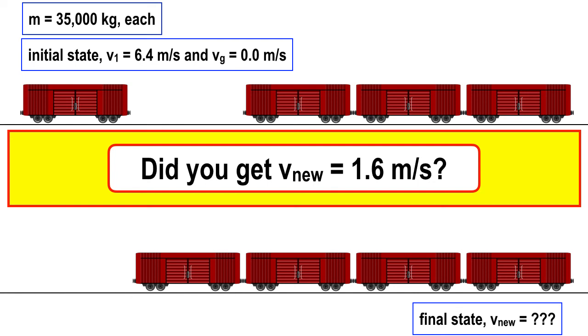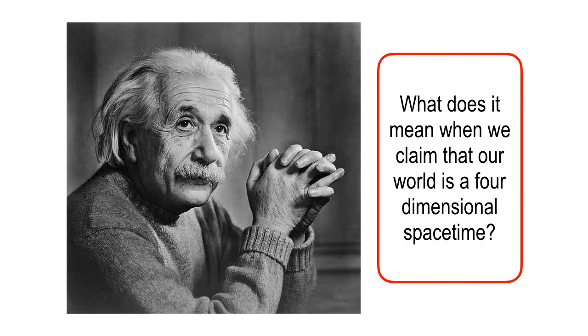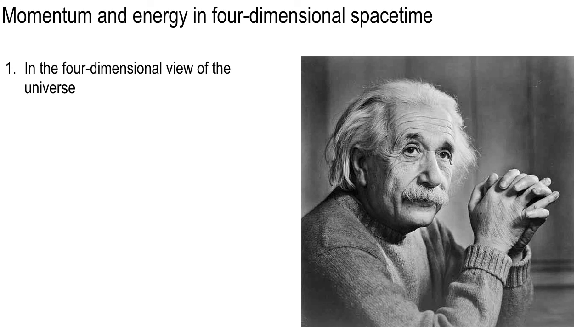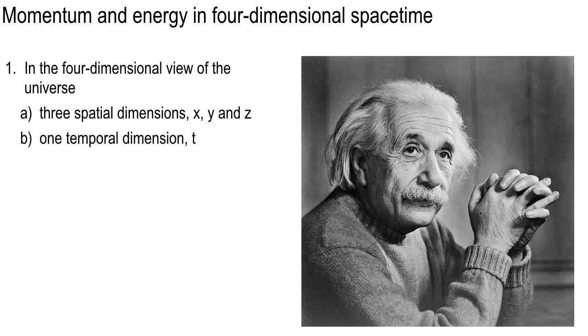All right, next topic. From the momentum view of interactions, now we're going to take a look at this idea of space-time, the four-dimensional structure of our world, which people had thought about, but Einstein is the one that really figured out how it all works. So let's talk about that. It's actually a big topic. In the four-dimensional view of the universe, there are three spatial dimensions, X, Y, and Z, and then there's one temporal dimension, T, or time.